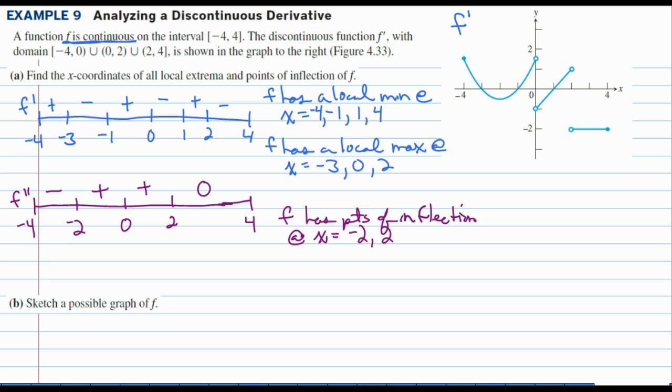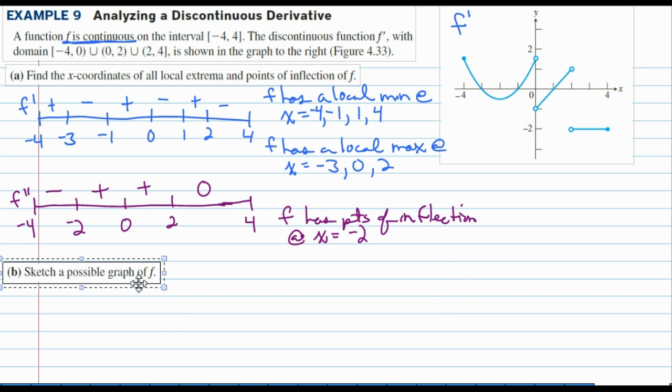Although, is that a point of inflection when it goes from positive to 0? By definition, it is not. 2 is not a point of inflection, only -2 is. So now I've got to sketch a possible graph of f.